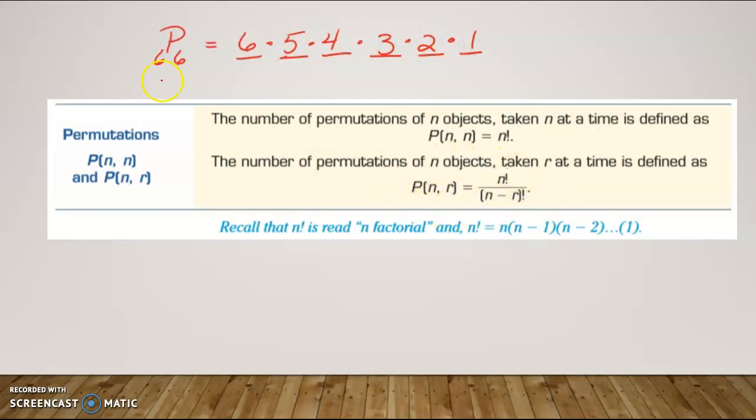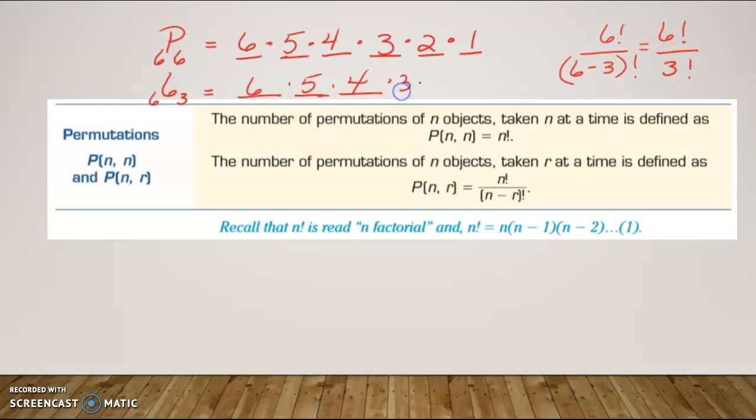Because following this one, you have 6 of 3 and 6, that means you're just going to have 3 spaces, which is 6 times 5 times 4, or 6 factorial over 6 minus 3 factorial, which is 6 factorial over 3 factorial. Now, 3 factorial is just 3, 2, 1. So if you're dividing by 3, 2, 1, you cancel out. But this is also why we just have 6 times 5 times 4. You only have 3 slots for this to happen. That's what this is talking about.